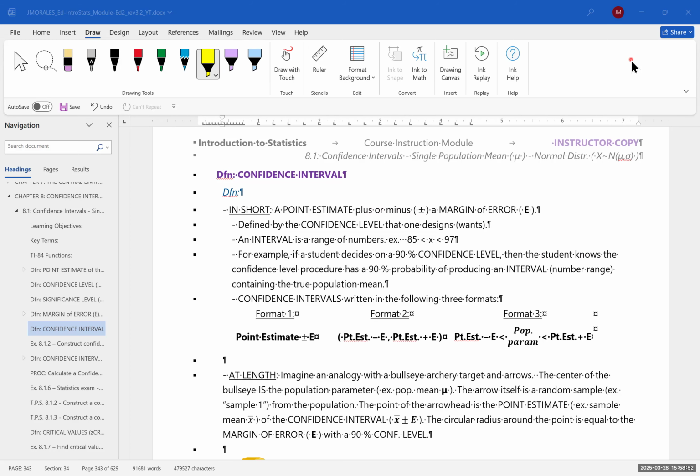All right, so now that we're kind of primed for confidence intervals, let's define a confidence interval. In short, a confidence interval is a point estimate plus or minus a margin of error. So an example is that if we had a confidence interval for a population mean, we would have the sample mean as the point estimate plus and minus error.